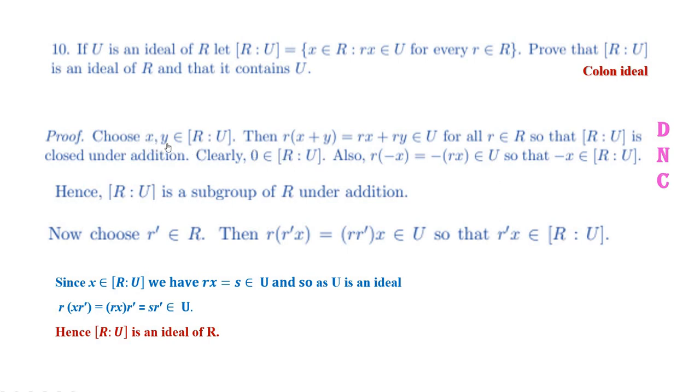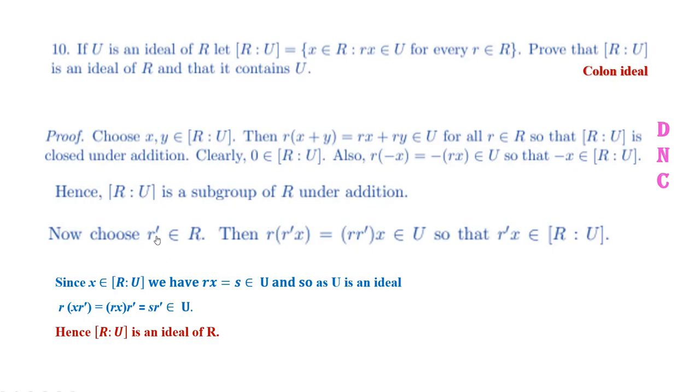And then when we consider x and y in this, we have to show that the sum and the inverse are also present. So r into x plus y, by the distributive law, gives us this, and because U is an ideal, we have this to be a member of capital U. That's true for every r in R, so this is closed under addition. And the inverse exists in this way: r into minus x is minus rx, and U being an ideal, this is in capital U. So minus x is a member of R colon U. Hence R colon U is a subgroup of R under addition.